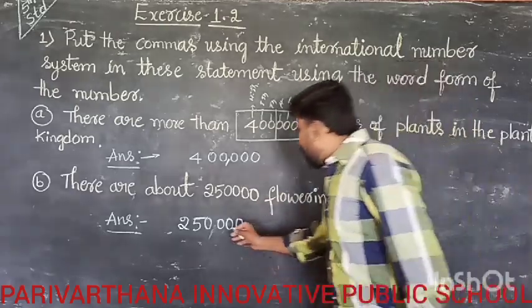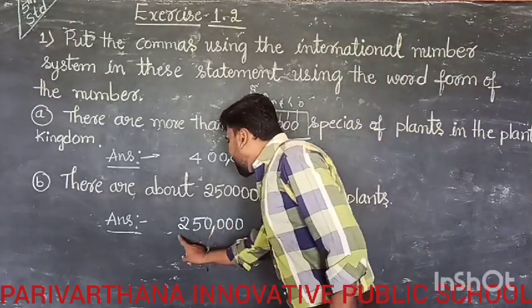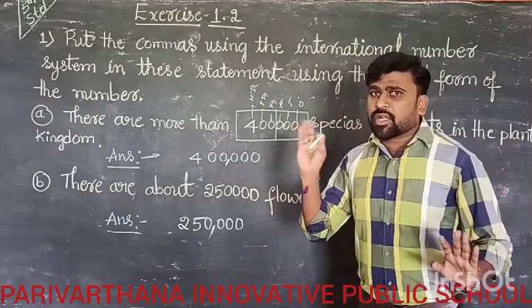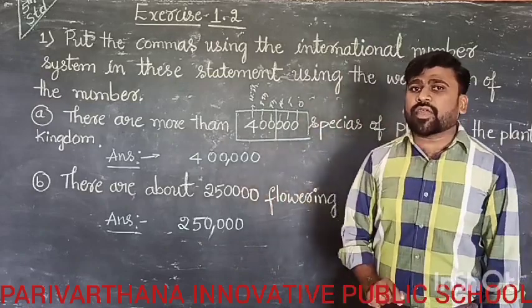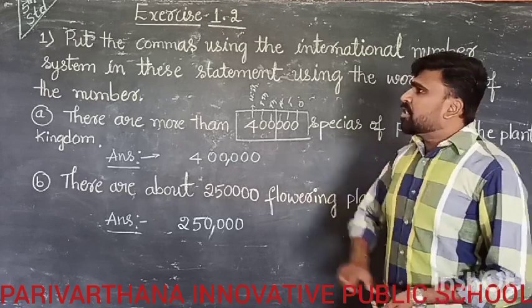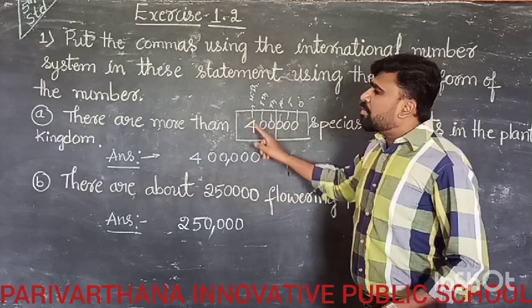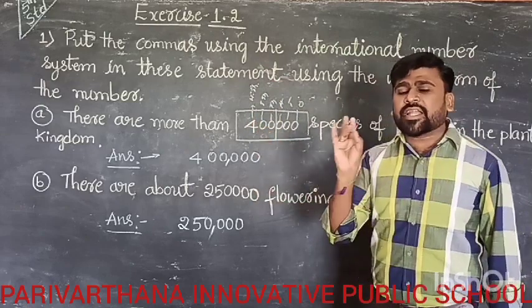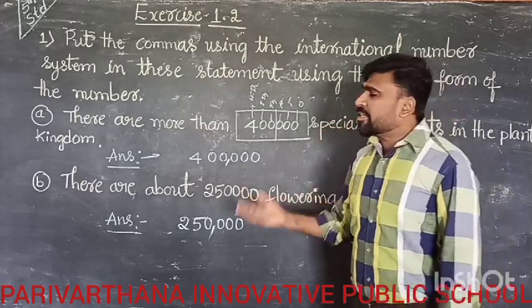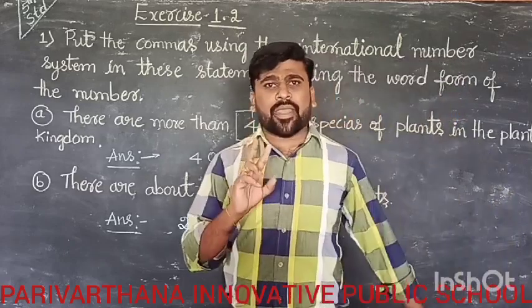3 digits, 1 comma. Again the remaining are also 3 digits. It is finished. Clear? 3, 3, 3. Like that we have to put commas regarding the international system. This is the first main, A problem and B problem. The C and D problems are for homework. Clear? Next we are moving on to the second main.